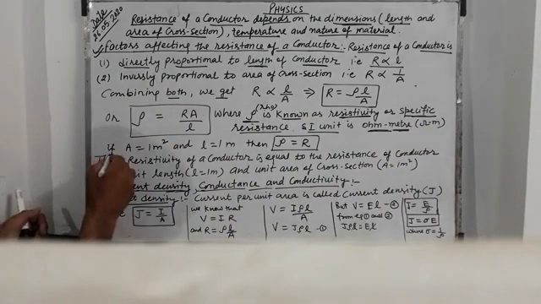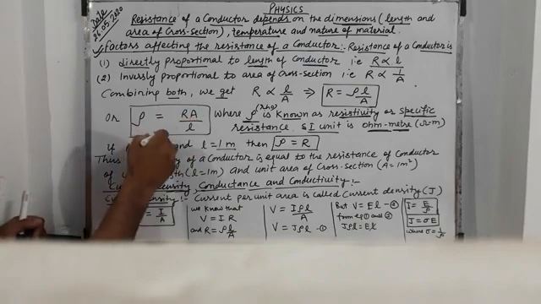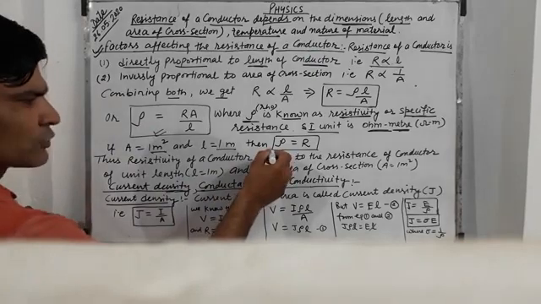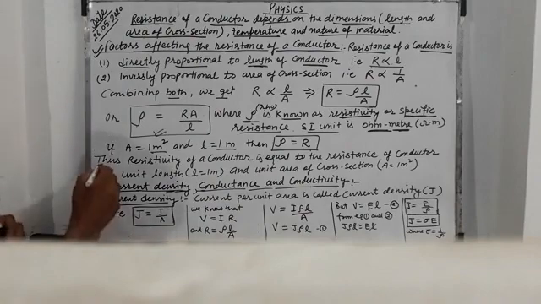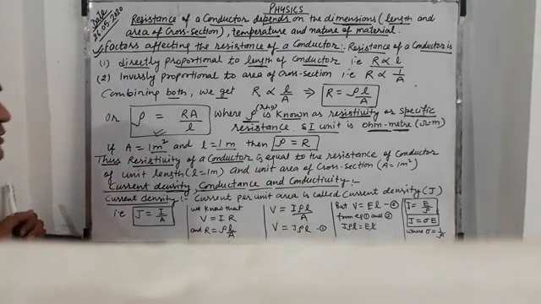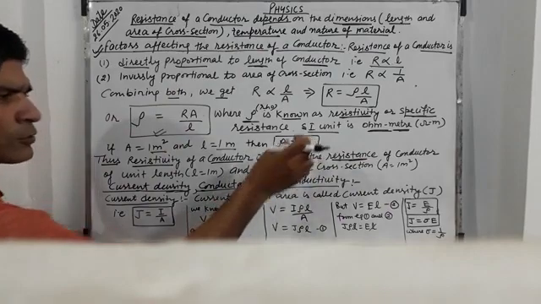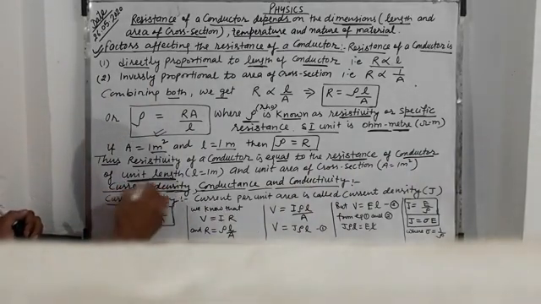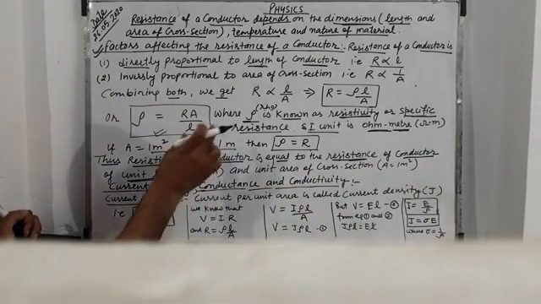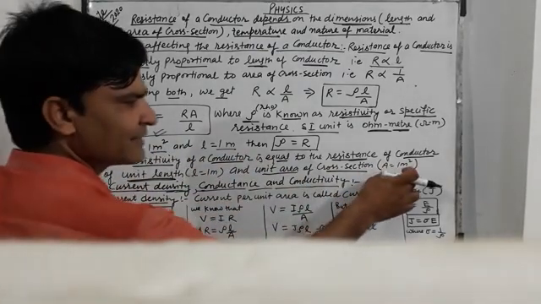Okay, now if A is equal to 1 meter square and L is equal to 1 meter, if we put these values in this formula, then we get rho is equal to R. Thus, the resistivity of a conductor is equal to the resistance of a conductor of unit length, that means L is equal to 1 meter, and unit area of cross section, that is A is equal to 1 meter square.